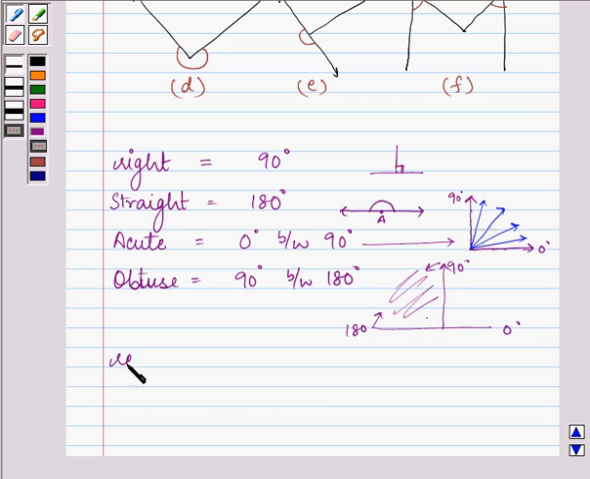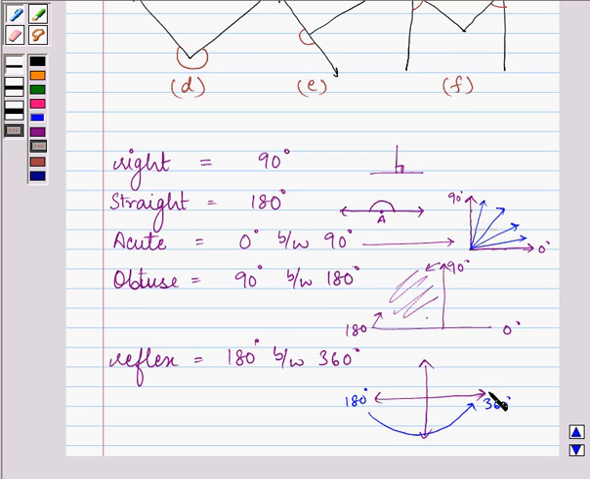Whereas lastly, reflex angles are those angles which lie between 180 degrees and 360 degrees. So it will be more than 180 degrees and less than 360 degrees. If it is the starting point, we refer to it as 0, and if it is complete, then we refer to it as 360 degrees. So it somewhat lies between this and this. So this is the angle which we are talking about.